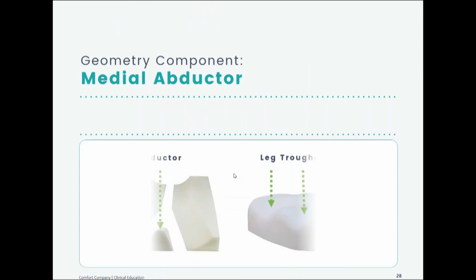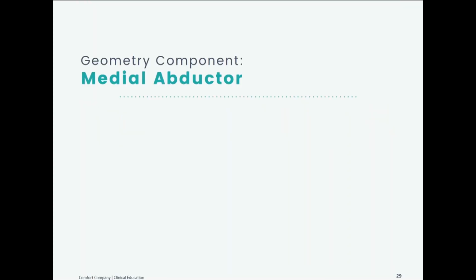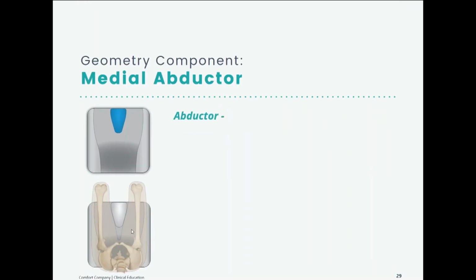The next component of a pre-contoured cushion is the medial abductor. And that's the piece in the middle that really helps to prevent someone whose legs want to come together, where the knees want to touch and rub against each other. So that medial abductor in relation with the lateral adductors help to form leg troughs. And these leg troughs are where your legs will rest to help with alignment. And you can see that quite well in this picture right here.